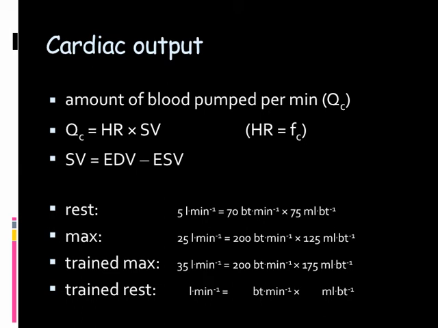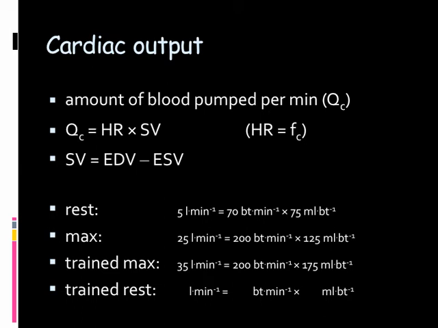What is affected by training? Okay, you can go ahead right now and write in 50 beats per minute for the resting heart rate. And then if you do that, you're going to say, well, stroke volume at rest must be 100 milliliters per beat. So now you've got the numbers: 5 liters per minute, 50 beats per minute, 100 milliliters per beat.